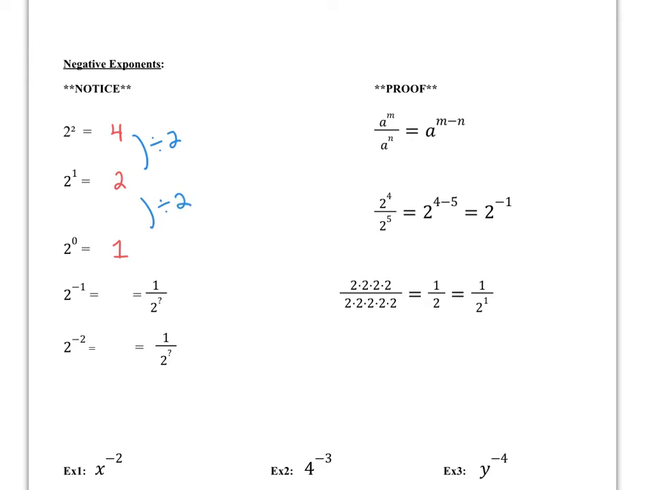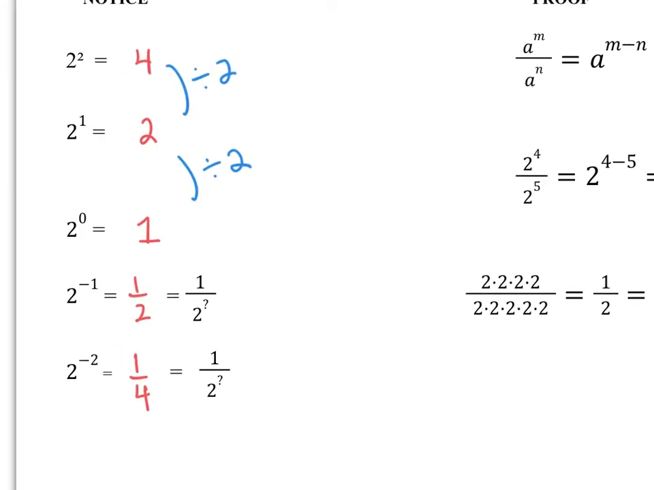So if I were to divide 1 by 2, I could write that as 1/2. And then if I were to divide 1/2 by 2, I could write that as 1/4. Let's write this as a power of 2. So 1 over 2 would be the same as 1 over 2 to the 1st power.